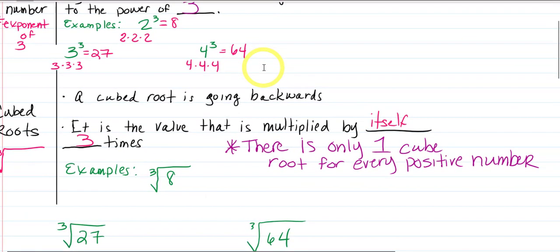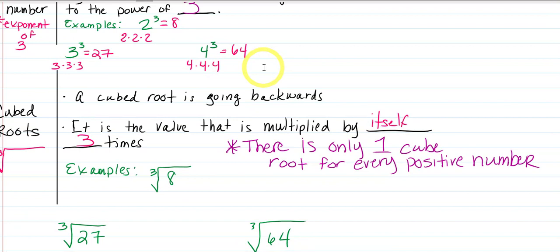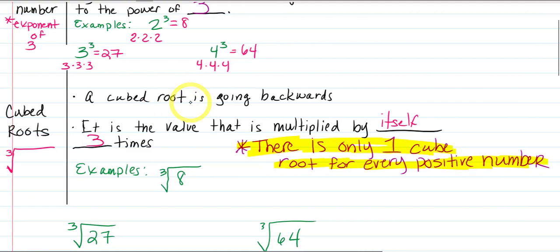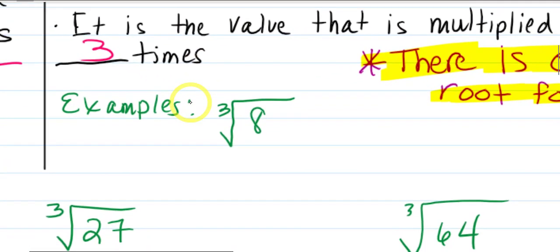And I want to point out here, one of the things we talked about with square roots is that you'll have 2 square roots, the positive and the negative. That will not be true for cube roots. There's only 1 cube root for every positive number, and I'll show you why that is in a moment. Okay, so let's take a look at these examples.